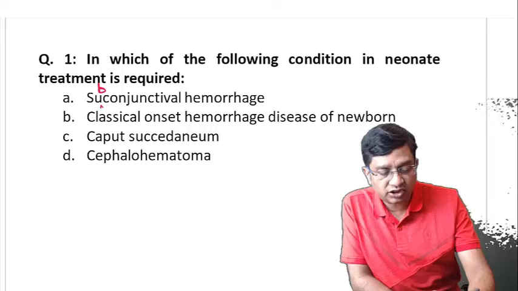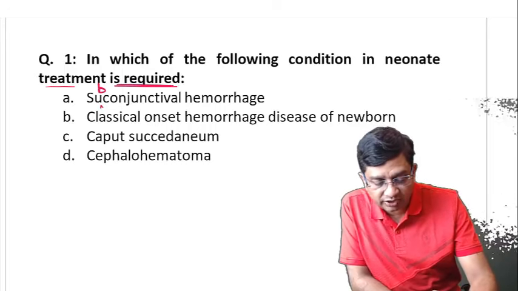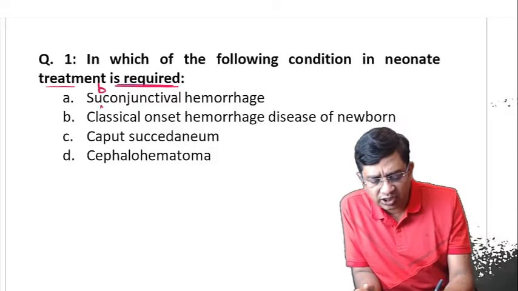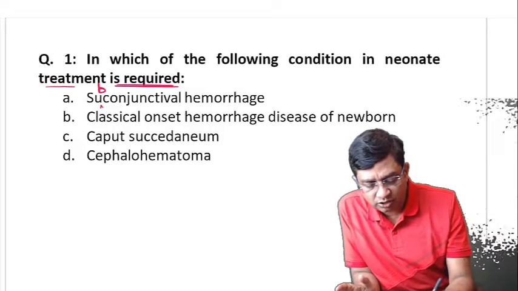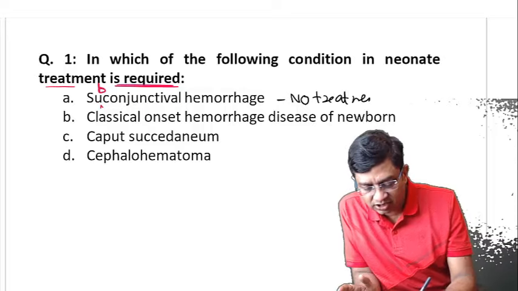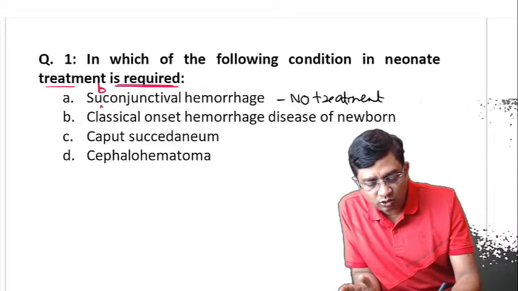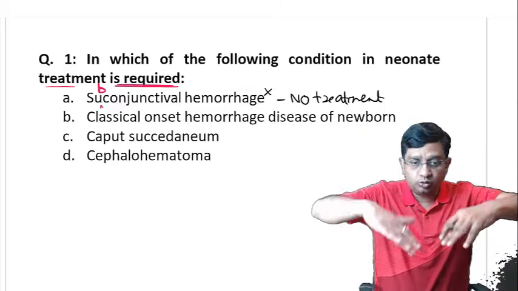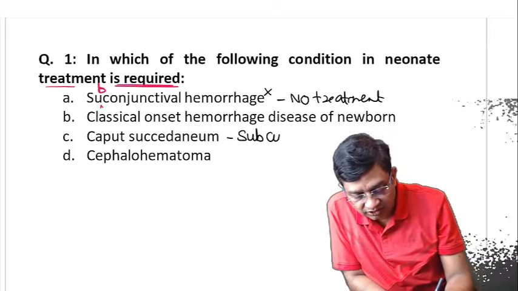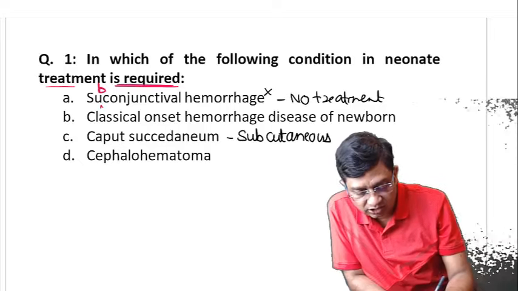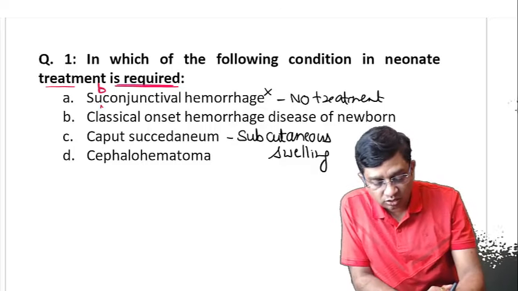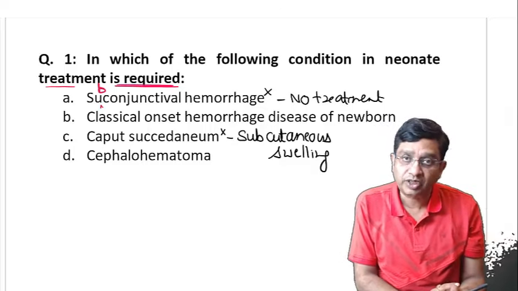In which of the following conditions in a neonate is treatment required? Subconjunctival hemorrhage can very well be seen in the neonate, and this usually requires no treatment. Particularly, no treatment is required in caput succedaneum. The child was suspended in the vertex position. Due to gravity, the fluid came down and there is a subcutaneous swelling. So this caput succedaneum, a subcutaneous swelling, also does not require any treatment.